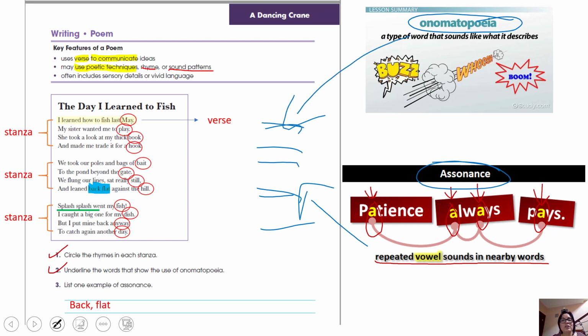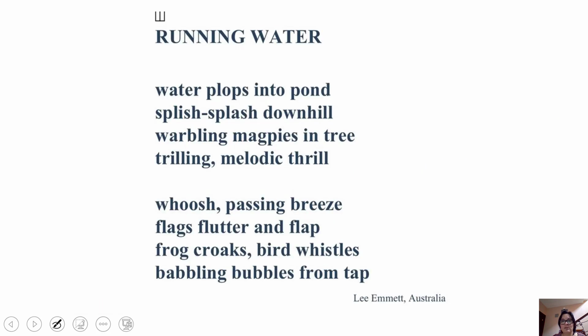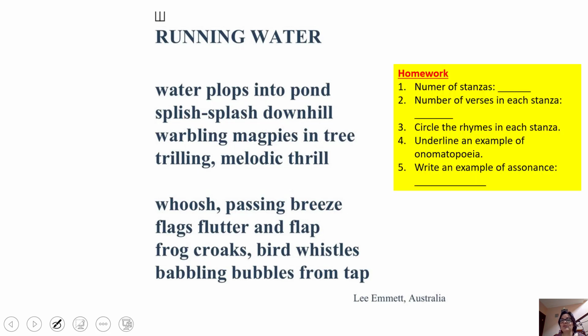So now what are you going to do? This is your homework. In the page that I sent by WhatsApp to your parents, it said that you have to write a poem that I was going to give you. So it's this one, Running Water, okay? It's very short. So you are going to write this poem, very nice, very beautiful, in your language and arts notebook. And what are you going to do? This is what you have to do, look.